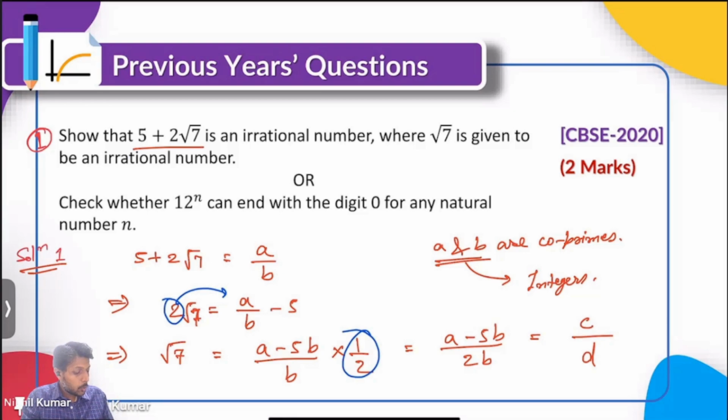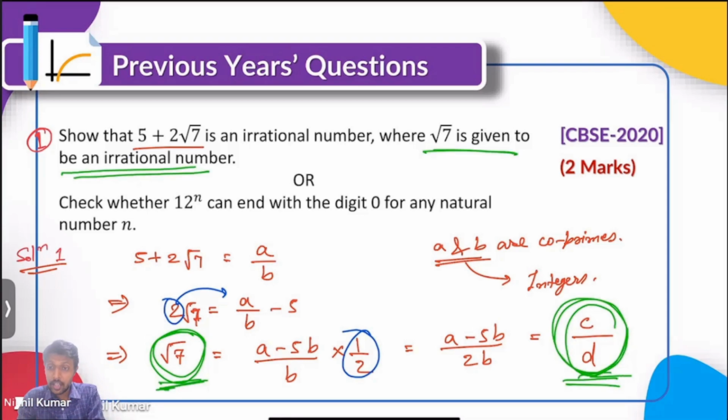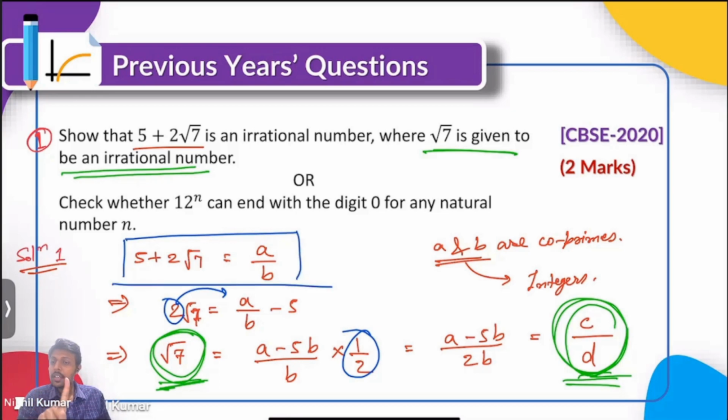What is this statement telling me? It's telling me that root 7 is rational. That means I must have made an incorrect assumption. What incorrect assumption did I make? The incorrect assumption I made earlier was that this number is rational. That means this number is actually irrational, hence proved. This was the first method. This is the formal method. I advise everyone to write in the exam using this method.